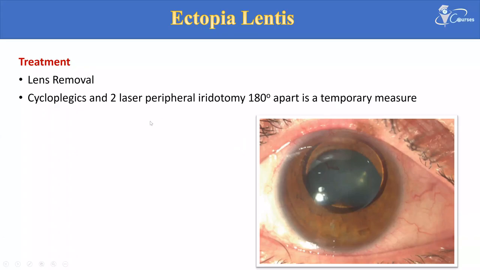Another measure, we can do peripheral iridotomy. But in this case, we do two laser peripheral iridotomies, 180 degrees apart. Why two? Why not one? Because the lens is mobile, so it can easily block any one of them. So we are doing two as a temporary measure so that if one is blocked, the other will be functioning.